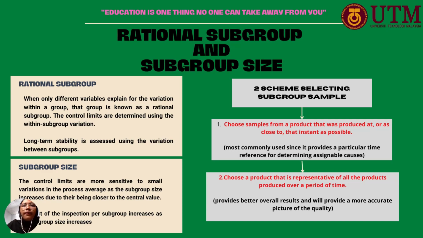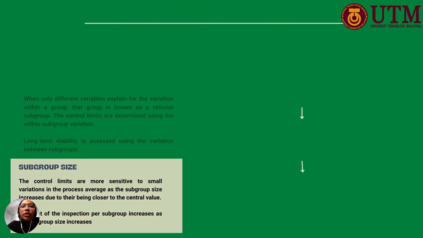In other words, we have two schemes for selecting subgroup samples. The first one is to choose samples from a product that was produced at or as close to the same instant as possible, which is most commonly used since it provides a particular time reference for determining assignable causes. The second one is where I choose a product that is representative of all products produced over a period of time. This provides better overall results and will provide a more accurate picture of the quality.